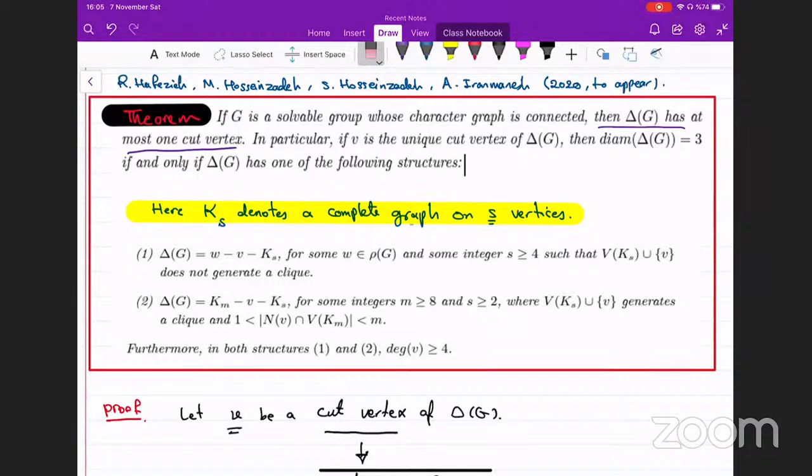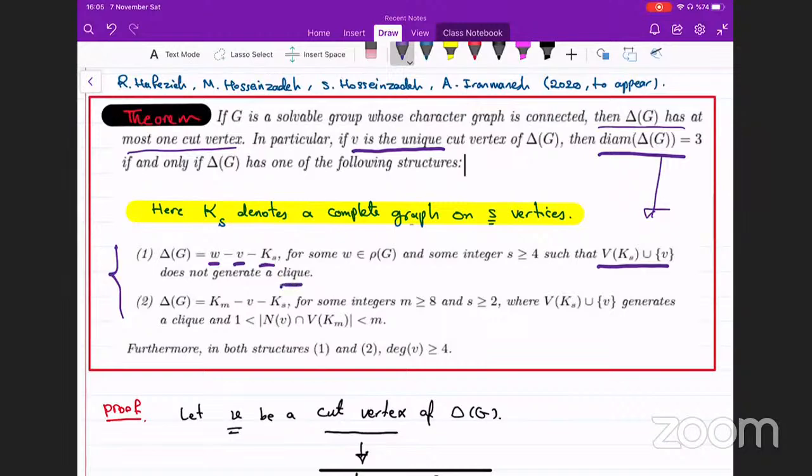And in particular, if V is the unique cut vertex, it means if you are working with a case that you have a cut vertex and diameter is 3, then you have one of the following cases for your delta G. So whether delta G is like W, V, and Ks, what is Ks? A complete graph on S vertices, such that vertices of this complete part together with V, which is the cut vertex, does not generate a clique. Why? Because I want to have diameter 3. Because of this, they shouldn't generate a clique.